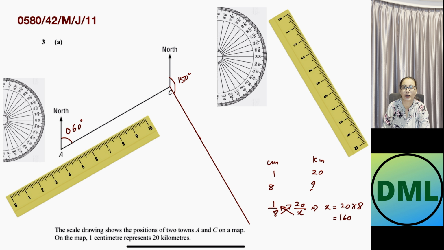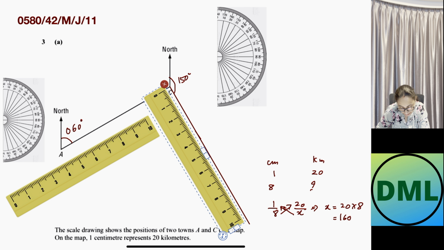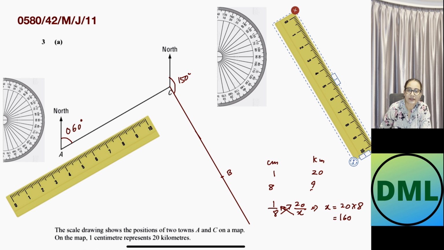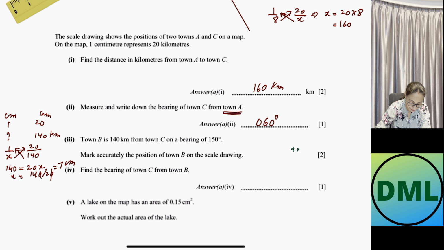I need to plot 7 centimeters to show the position of B. Let's take the ruler and keep it here at 0 and plot 7 centimeters. This is 7 centimeters here. So this is the position of town B. Let's see the next part here.